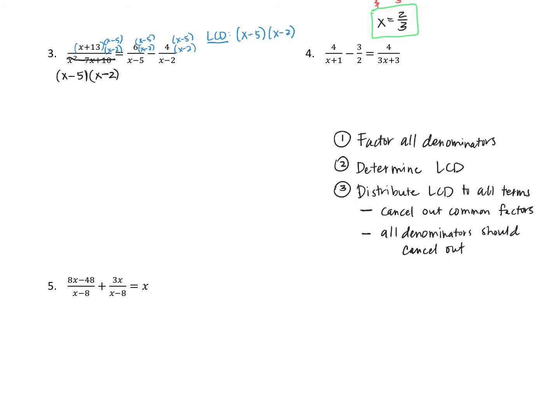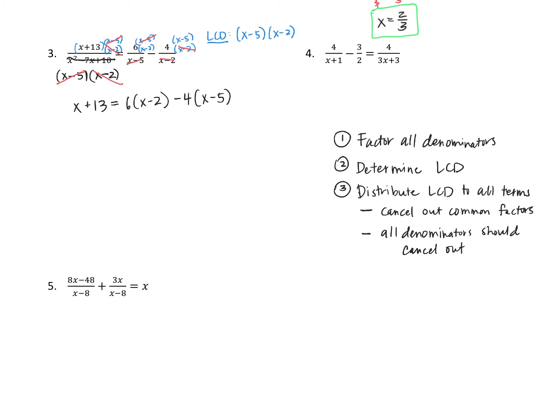So in our first fraction, we have the x minus 5s, those cancel. And we also have the x minus 2s, those cancel. So all we're going to have left is our original numerator, which is x plus 13. In the second fraction, we have the x minus 5s that cancel out. And so we're going to have 6 times the x minus 2. And then in our third fraction, we've got the x minus 2s that cancel out. So we have a minus 4 times x minus 5.